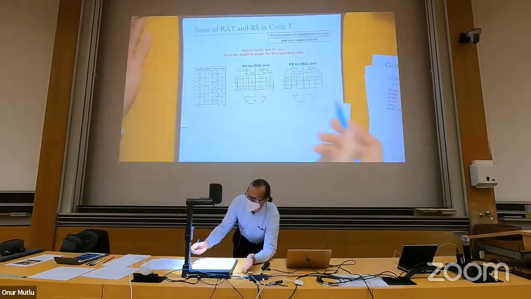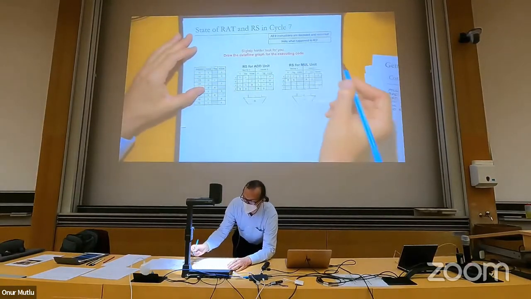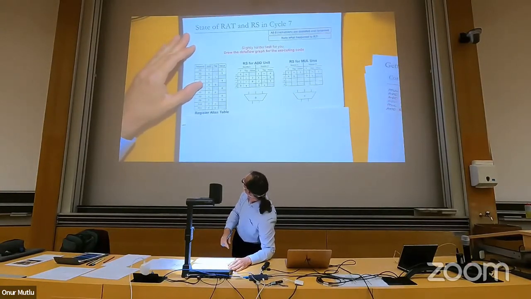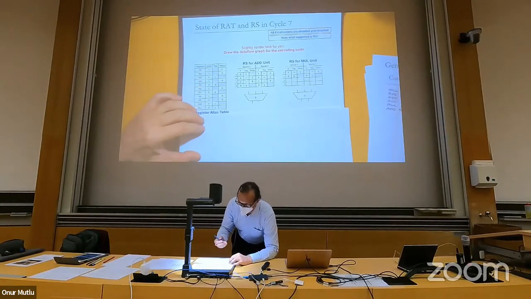So this is what I'm given, right? Draw the data flow graph for the executing code. That's my task. And this is a good exam problem, actually. We have a lot of exam problems like this in your homework, you will see that. So how do I start?